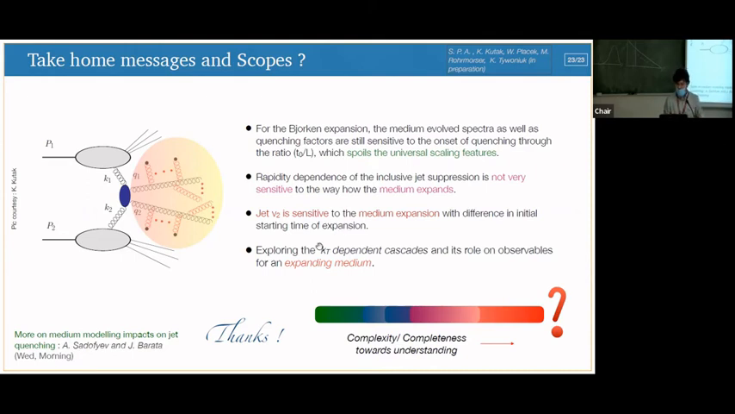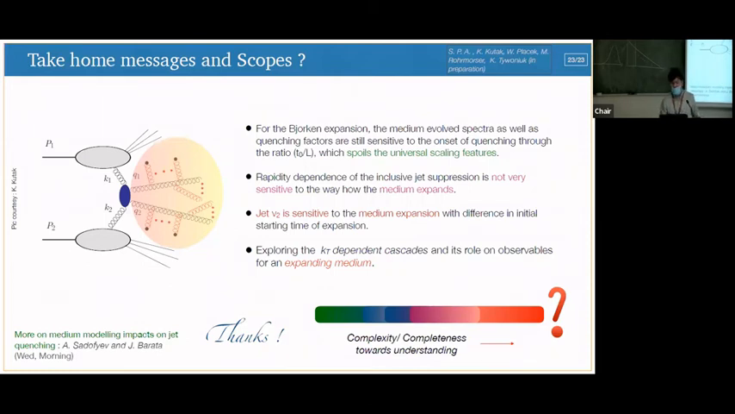And as I said in the last plot, we are trying to explore these KT-dependent cascades and arrive at qualitative as well as quantitative features, and see what kind of medium profiles make everything different from each other.